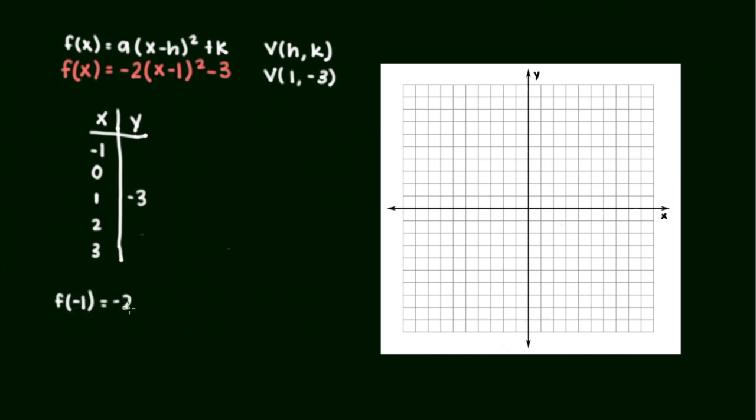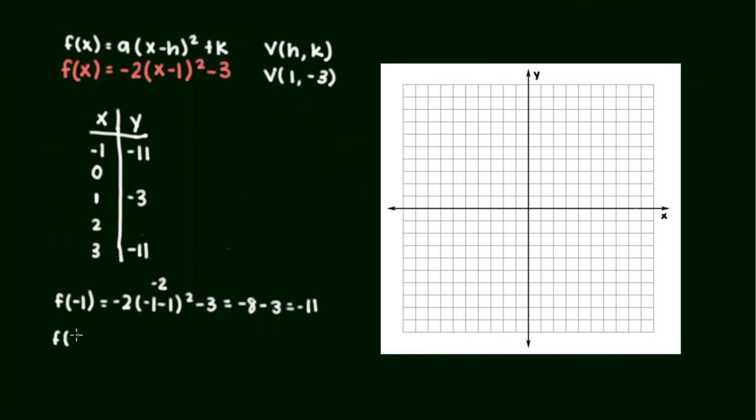So we have -2 times (-1 minus 1) squared plus 3. -1 minus 1 is -2. -2 squared is 4. And 4 times -2 is -8. -8 minus 3 is -11. So we know that the point is (-1, -11), but we also know the y value for x equals 3, which is -11.